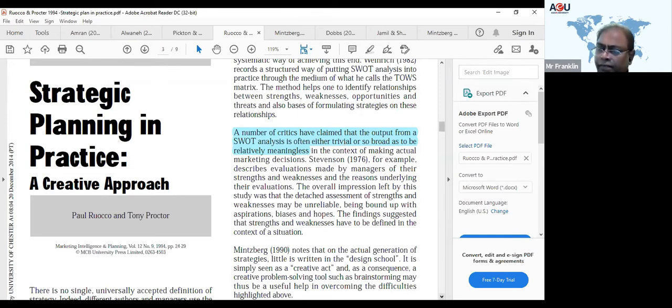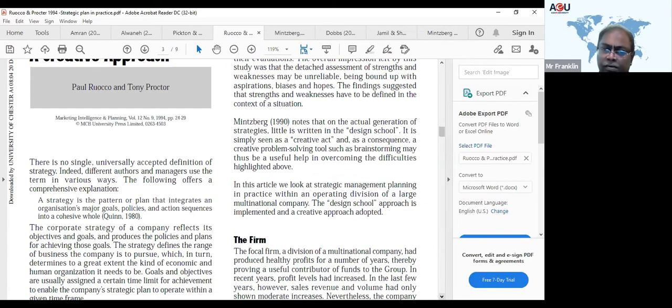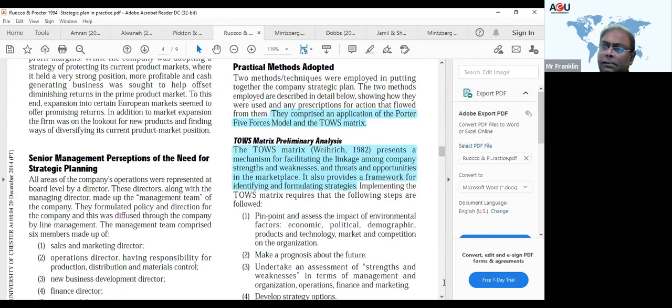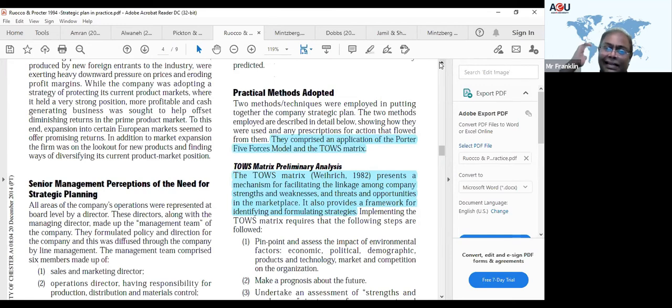Now Mintzberg comes in again, because when you talk about strategy, Mintzberg has written a lot of articles on strategy. In this article, we look at strategic planning in practice. What Mintzberg says is basically that two methods are employed in putting together the company's strategic plan. The two methods are detailed below and they are Porter's Five Forces and the TOWS matrix. So this guy, in his article, uses two different things other than SWOT.